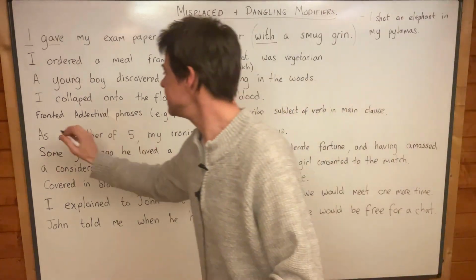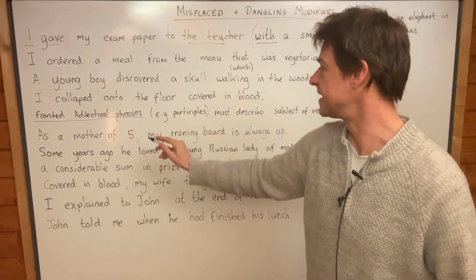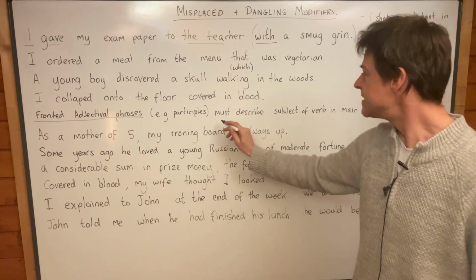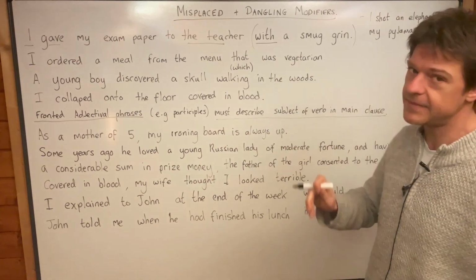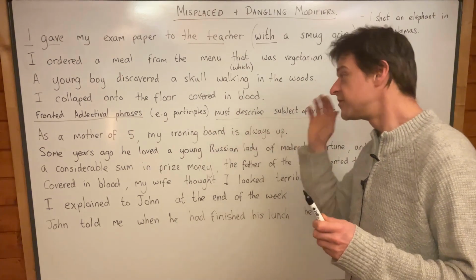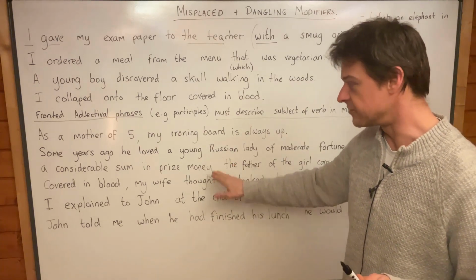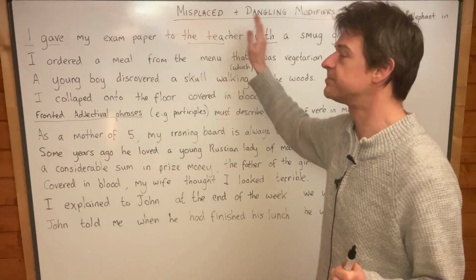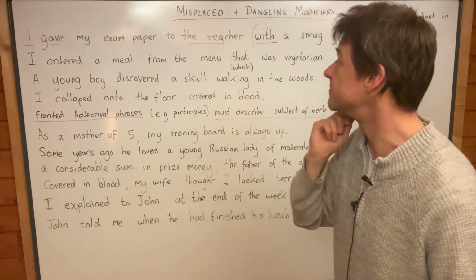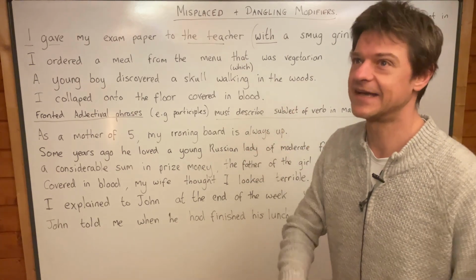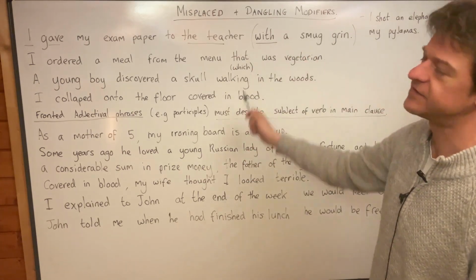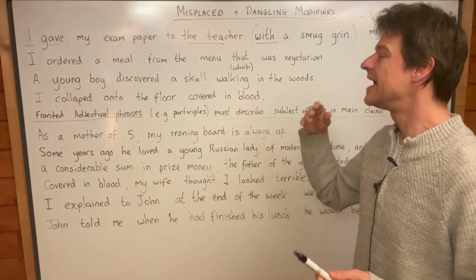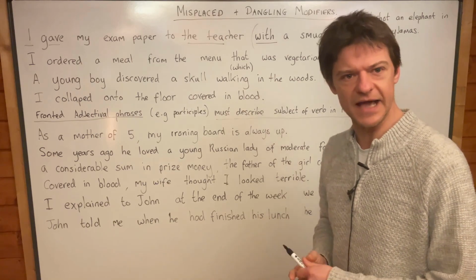And with fronted adjectival phrases, for example participles, a very common fronted adjectival phrase, they must describe the subject of the verb in the main clause. Now, you will see, even in Frankenstein or something like that, dangling participles, dangling modifiers, misplaced modifiers in literature sometimes. But with any academic essay, you want to avoid sentences like that because it's ambiguous. And as I've already explained, anything that's ambiguous is not good in an academic essay.